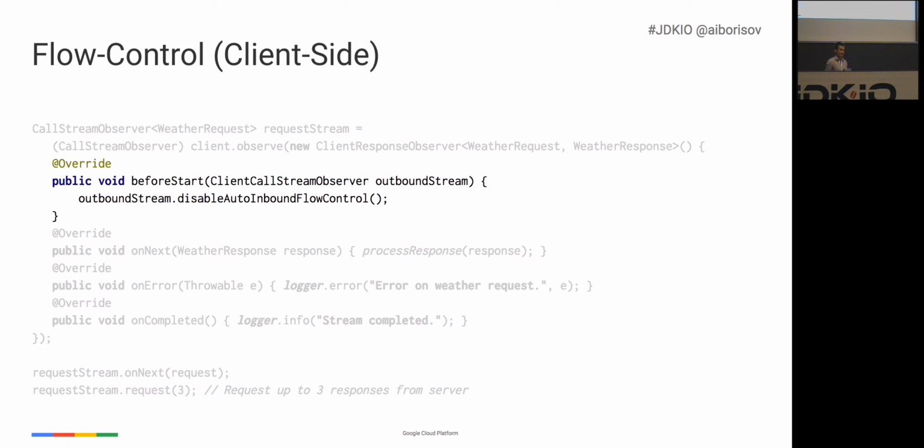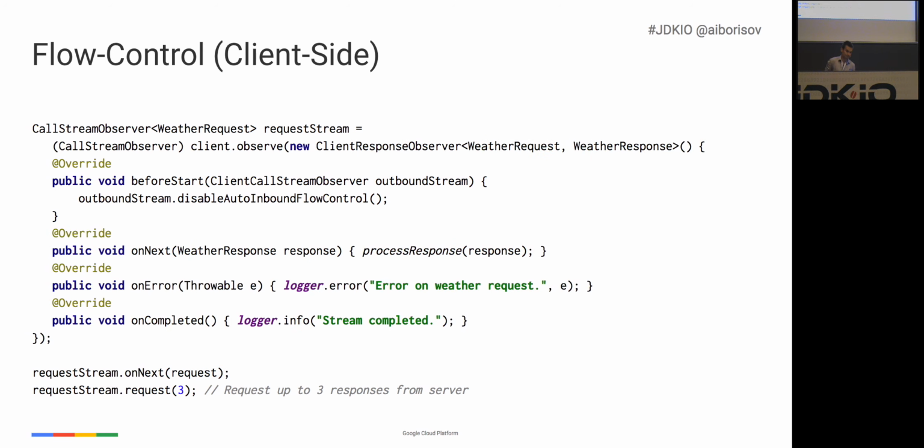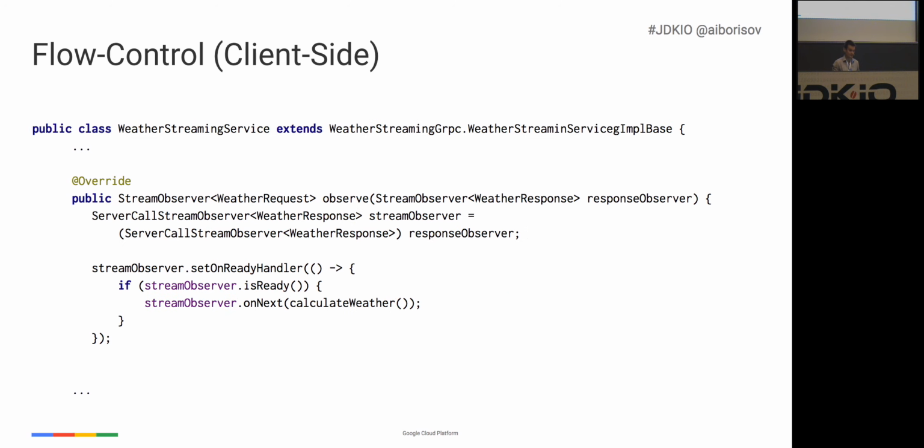Now we have to tell our server when we are ready to receive messages and how many messages we can process. We can do it using the request method of CallStreamObserver. When we call request(3) at the very bottom of the slide, we ask our server to send us up to 3 messages. And when we receive these 3 messages, we process them within the same onNext method as before. That was the client side of flow control.